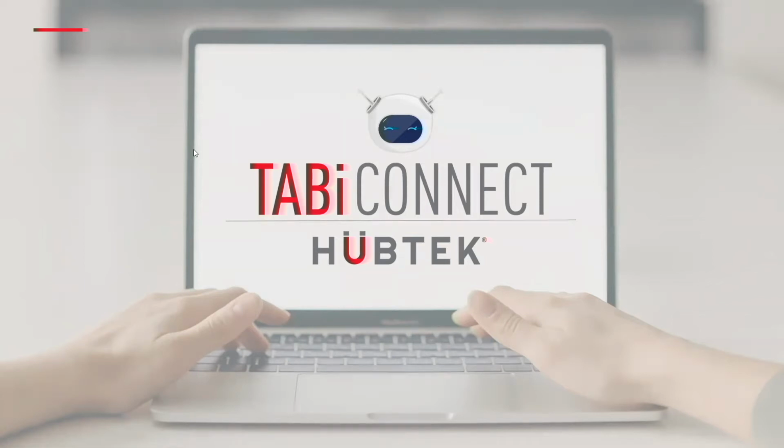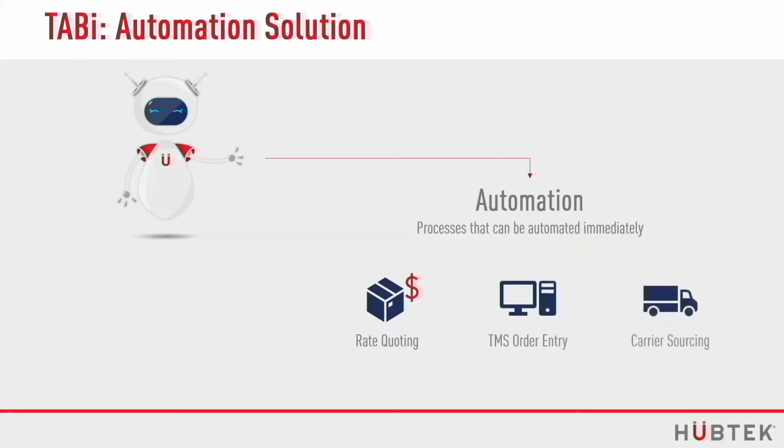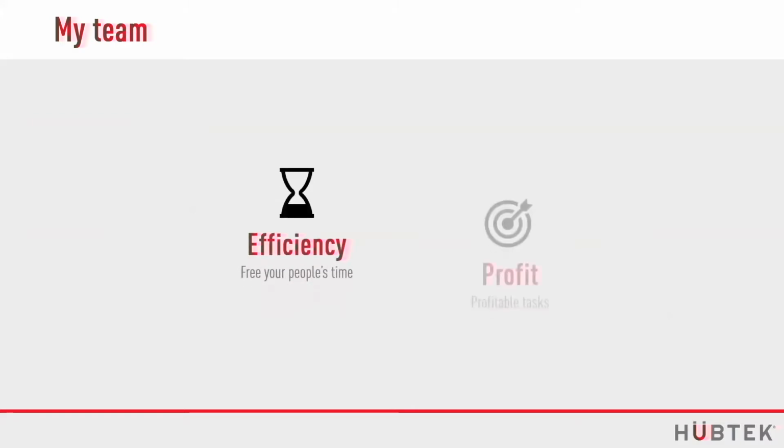Three of the main processes that we provide automation for are rate quoting, order entry, and carrier sourcing. By freeing up your people's time so they can focus on human tasks, you not only increase your efficiency, but also drive your profitability.